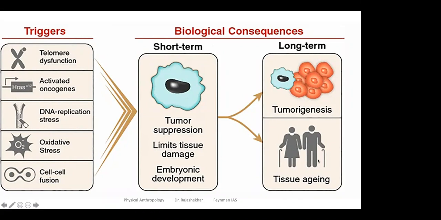In the long term, senescence results in aging because our body cannot repair the damaged tissues. It cannot add new tissues. It cannot add new hair, new muscles. So what happens? We eventually lose the ability to survive. Okay, right. So this is the connection between senescence and the aging process. Briefly.